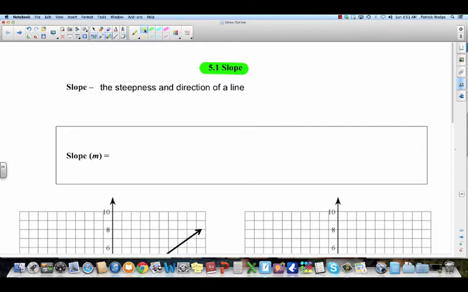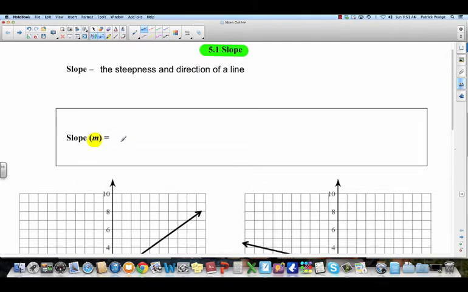So, slope. First of all, you'll notice that the letter to symbolize slope is M. I have no clue why this is. I've done some research on this in the past. No one seems able to figure out why we use the letter M. There are some theories, but none of them have been confirmed. So we need some formulas for slope. How do we figure out slope?